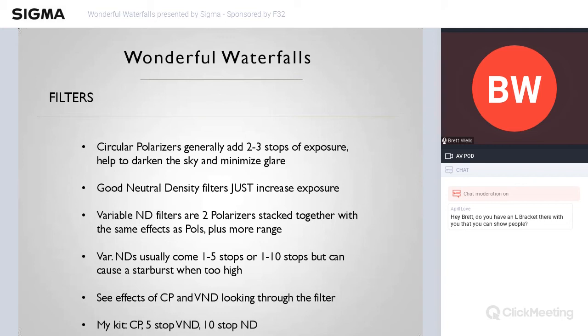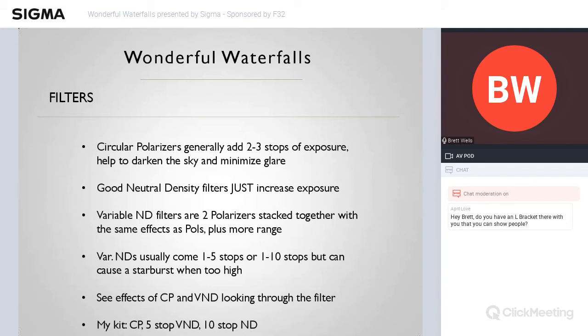And, well, I'll get to that in a second. One thing to consider, I've tried a number of them. The ones that go to 10 stops, usually at about 7 or 8 stops, start to show this kind of starburst pattern in the middle of the image. You get this giant cross shape, and it turns as you turn the filter, but it makes the filter totally useless over that level.